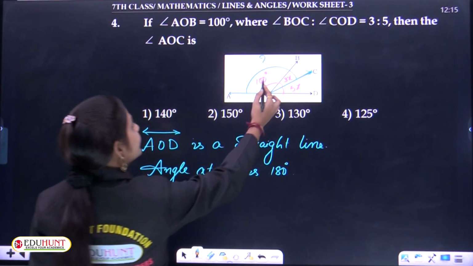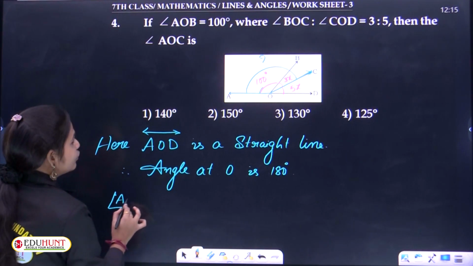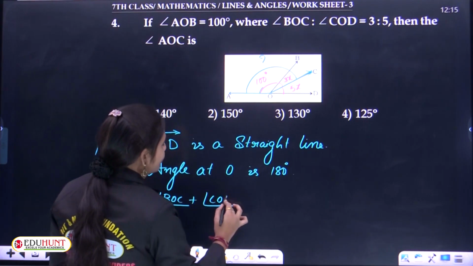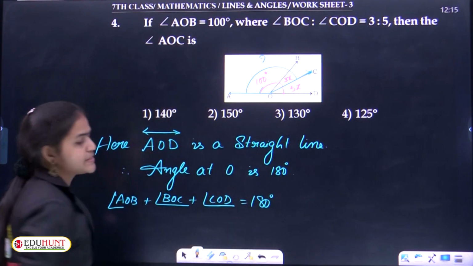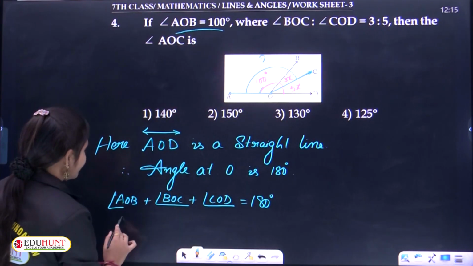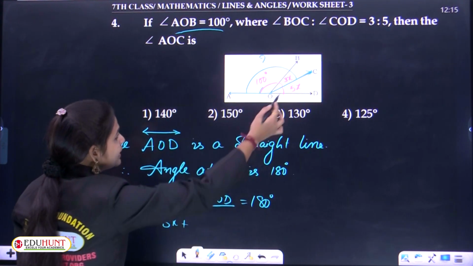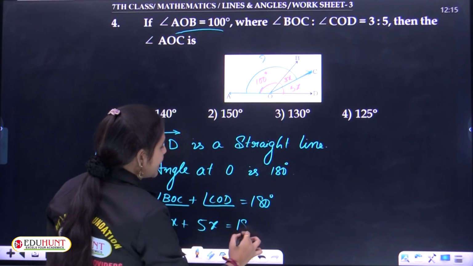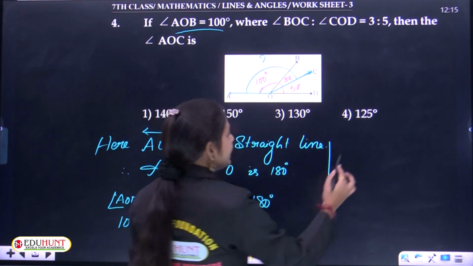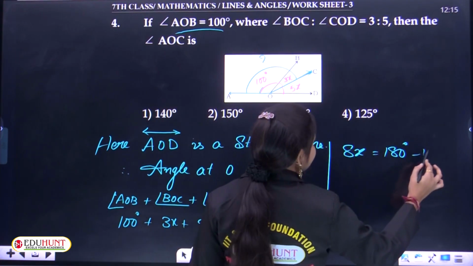Now here, already here 100 degrees they given. Okay. This one, how we can write that? Angle AOB plus angle BOC plus angle COD is equal to 180 degrees as per this one. Okay, ma? Now here AOB is equals to, they given here 100 degrees. So 100 degrees plus BOC is equal to 3x, COD is equal to 5x, which is equals to 180 degrees. Clear? Now here 3x plus 5x, which is equals to here 8x, which is equals to 180 degrees minus 100 degrees.